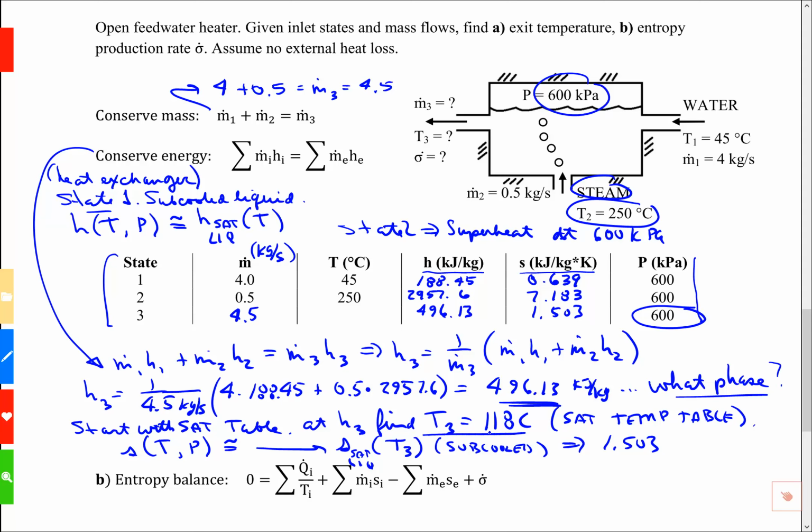But here is the response to part A. The temperature is 118 C. And so we've warmed up the water quite a bit. It started from 45 and it came up to 118 C. So this thing is indeed a feedwater heater. That's pretty warm.